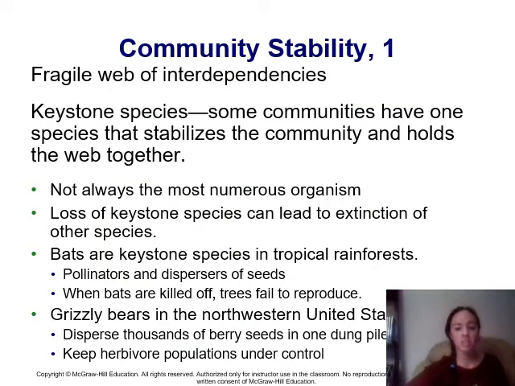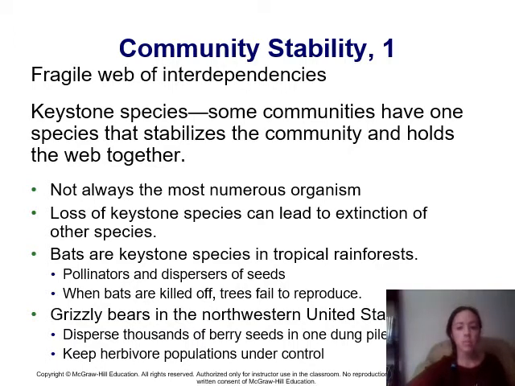Within a lot of communities, the aforementioned relationships keep animal and plant populations in check. Some communities are stabilized through one species, and this one species will be called a keystone species. The keystone species holds the web of relationships within a community together. This one species may or may not be the most abundant or the most dangerous in that community. However, the loss of the keystone species could mean extinction for all the other ones.